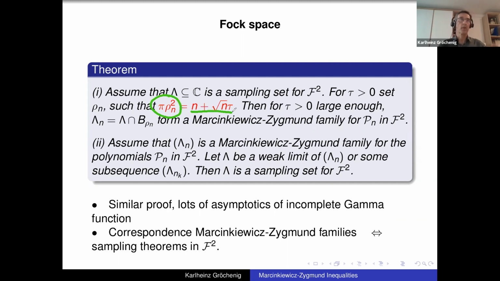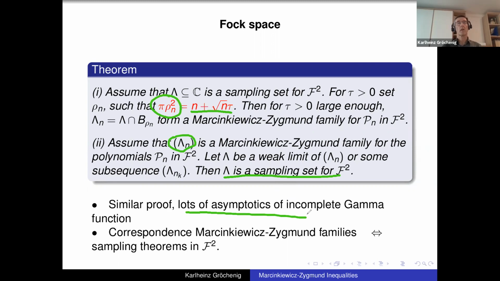So again, if you go through the proofs, this is the size of the disk on which most of the energy of the polynomials of degree n is localized. And this is also the size where you can compare the intrinsic reproducing kernel to the reproducing kernel of Fock space. So sampling set for Fock space implies existence and construction of Marcinkiewicz-Zygmund family for polynomials. And conversely, assume you have a Marcinkiewicz-Zygmund family for polynomials, take a weak limit, then you obtain a sampling set for Fock space. I have shown the ideas for Bergman space, so the proof would be similar.